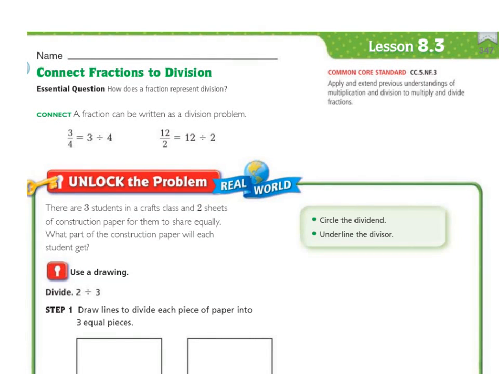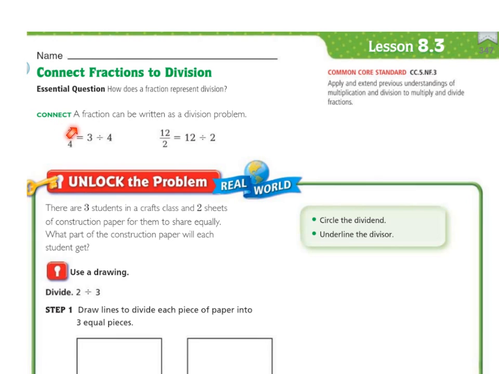Lesson 8.3. Today's lesson is connecting fractions to division. Our essential question: how does a fraction represent division? Let's connect. A fraction can be written as a division problem. So 3/4 equals 3 divided by 4, and 12 over 2 equals 12 divided by 2.